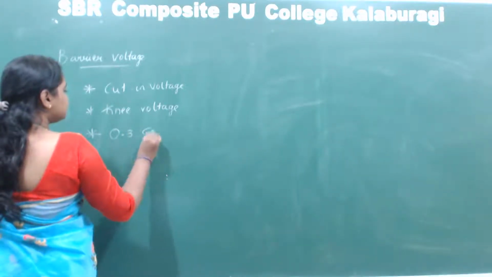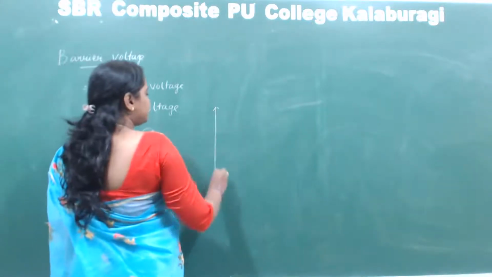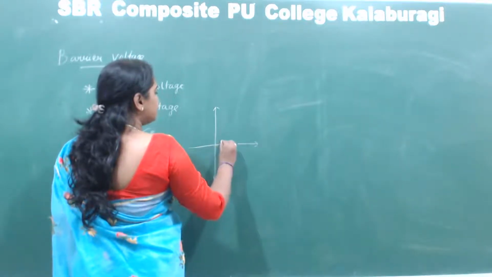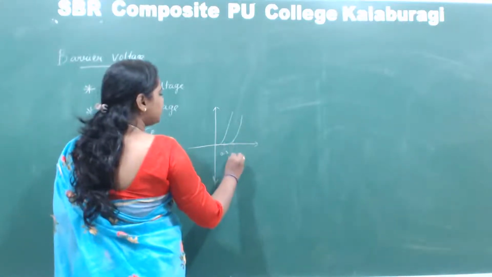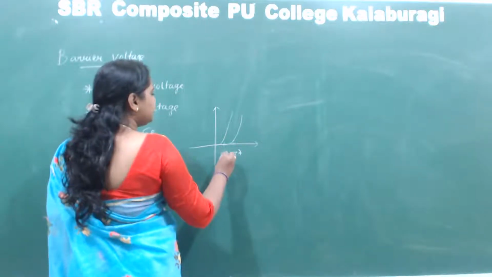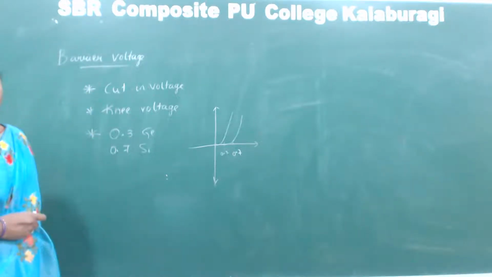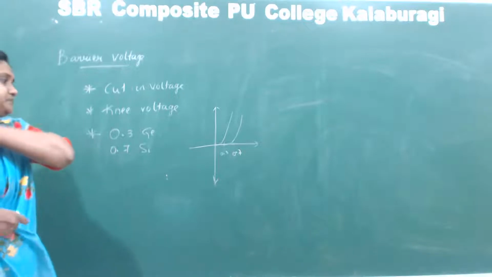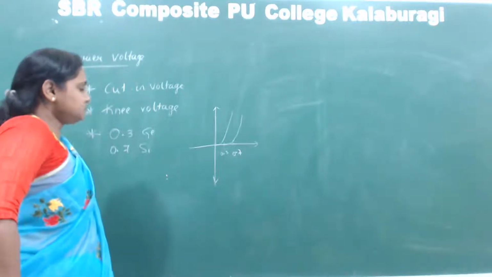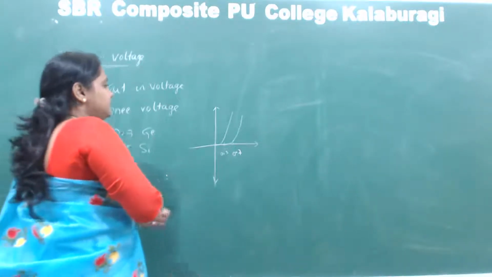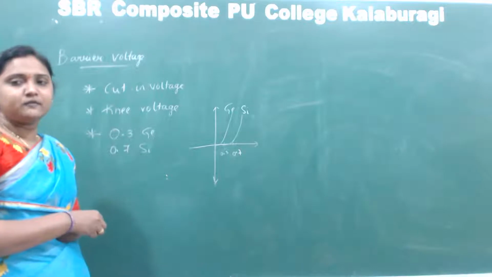0.3 for germanium, 0.7 for silicon. We have also seen in the forward characteristics that until it crosses 0.7 and 0.3, approximately I'm writing. Practically the value will be somewhat near 0.3 for germanium and 0.7 for silicon. A nearer value will be there, we are writing an approximate value. This is for germanium, this is for silicon. This is what we have studied in the forward characteristics.